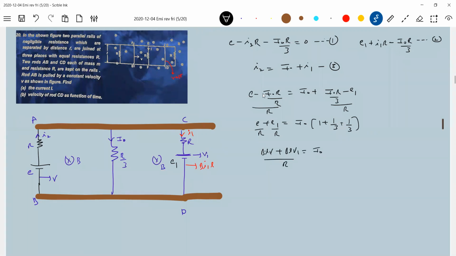So this will be 2 by 3 of I naught. So this, I think, is the one equation we have, I naught is equal to 3 by R. Check the calculation once. I think I'm right. Okay, call this equation 4. This value of 4 you substitute in 1 and 2, and you'll get I1 and I2. Put 4 in 1, we'll get I2.